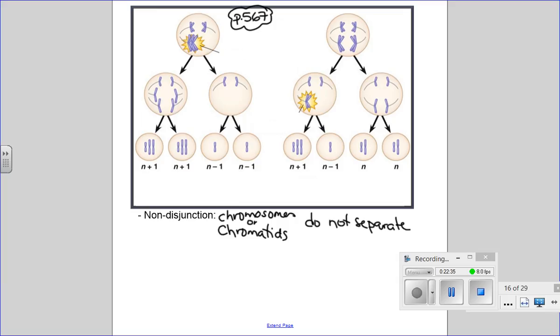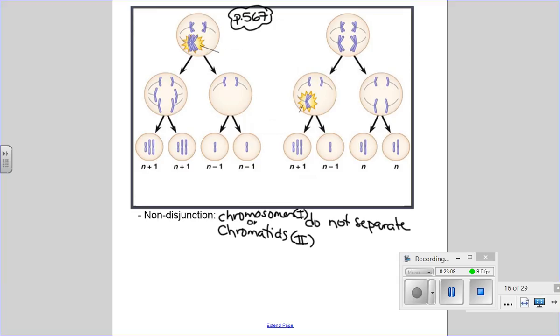Now you see I wrote chromosomes or chromatids, and that's because this could be happening during Anaphase 1, which we just saw was when chromosomes separate, or it could happen during Anaphase 2, which, very similar to mitosis, is when sister chromatids pull apart. So the picture on the left is representing what would happen if we were talking about Anaphase 1.